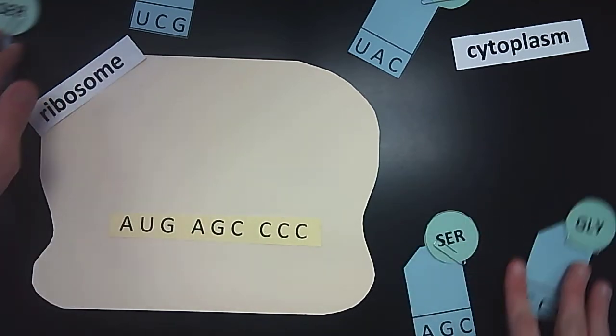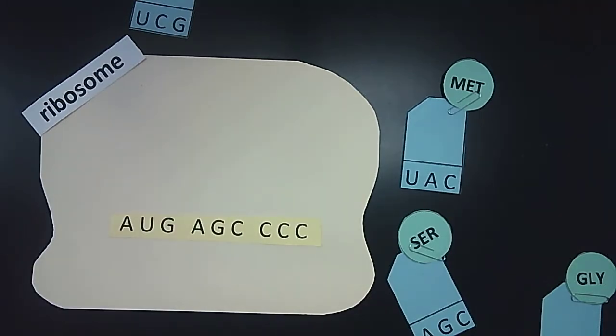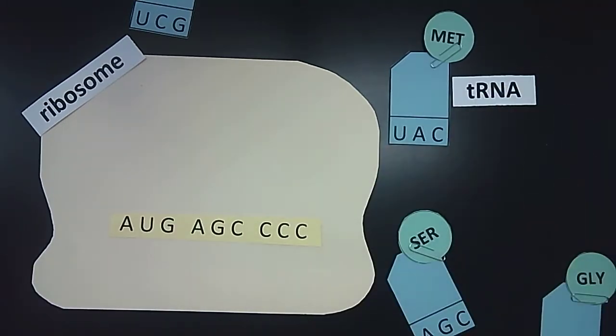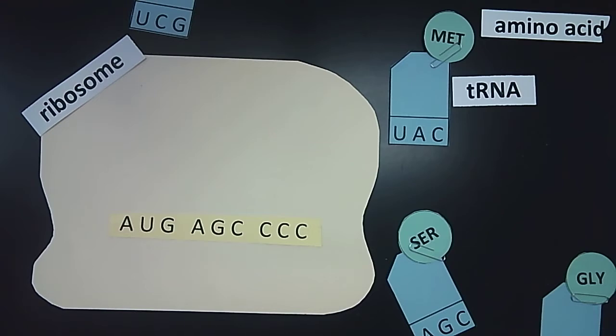and then what you also have just floating around the cytoplasm are these tRNA molecules. Right, tRNA molecules. And attached to a tRNA molecule is an amino acid. So this is, again, the beginning. We're setting the stage for the process of translation. So how's that going to go down?